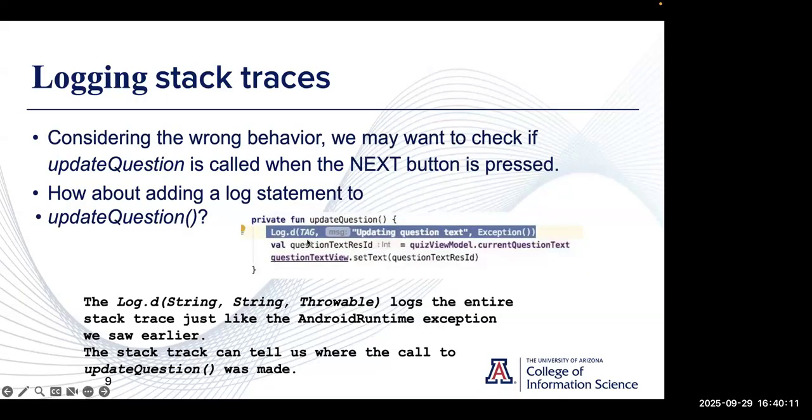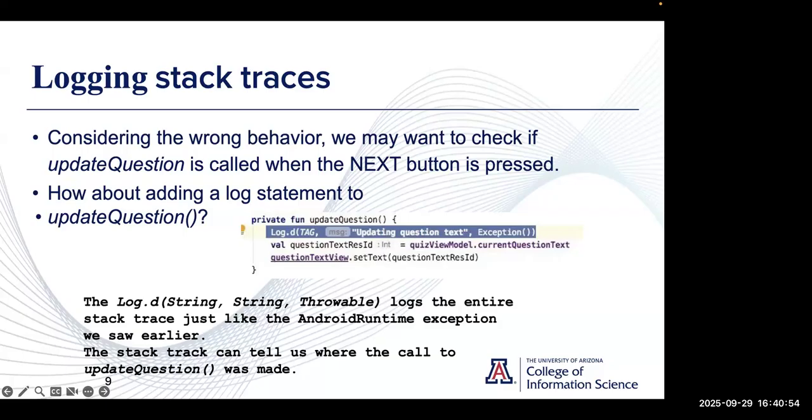So remember this is the tags. Considering the wrong behavior, we want to check if, in this case for GeoQuiz, the update question is called when the next button is pressed. So how about adding a log statement to update question? In this case, Log.d and then open parentheses, tag, and then a message, updating question text, and then the throwable, in this case an exception. Okay, so this is the format of Log.d. We have the string, in this case the tag, then the string, which is the message that we want to write regarding where we are at, and then the throwable, like throwing the exception.